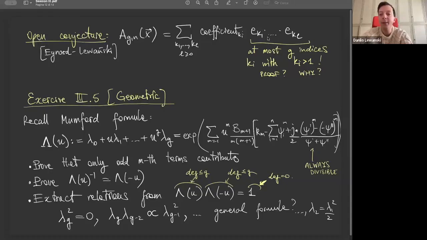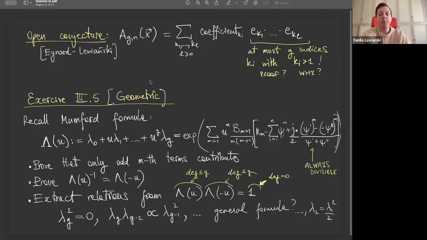It would be best if you can find some proof that is geometric, that tells us why the genus, which is a very geometric thing, is related to the number of factors, the EKs, which are not with index that is not equal to 1.